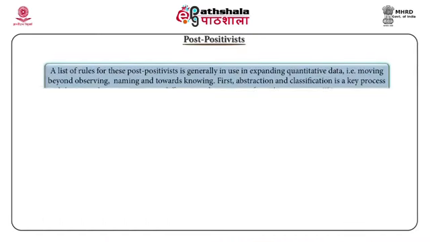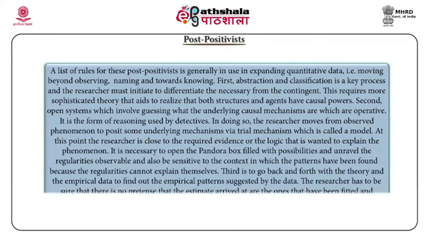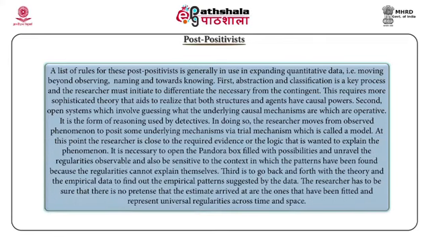A list of rules for post-positivists is generally in use in expanding quantitative data, that is, moving beyond observing, naming, and towards knowing. First, abstraction and classification is a key process, and the researcher must initiate to differentiate the necessary from the contingent. This requires more sophisticated theory that aids to realize that both structures and agents have causal powers. Second, open systems, which involve guessing what the underlying causal mechanisms are which are operative.